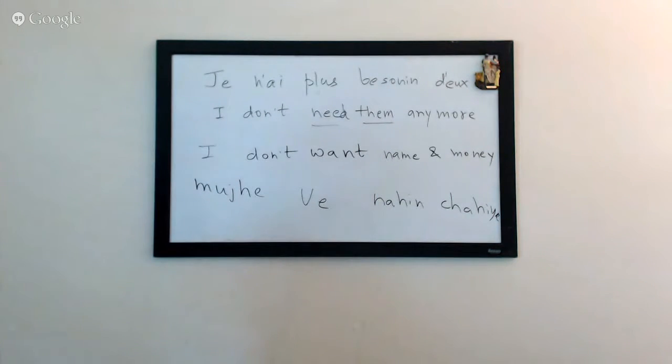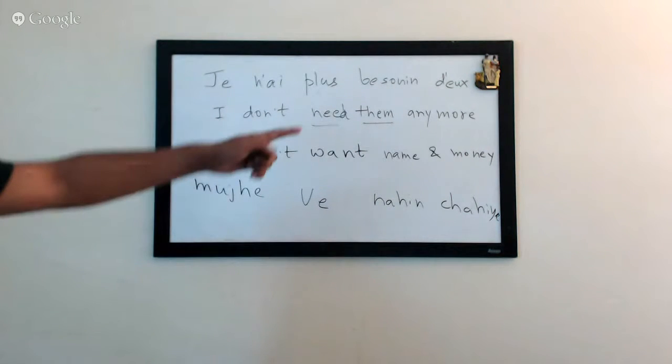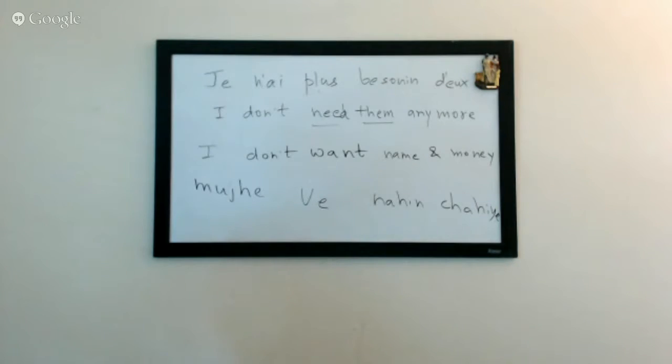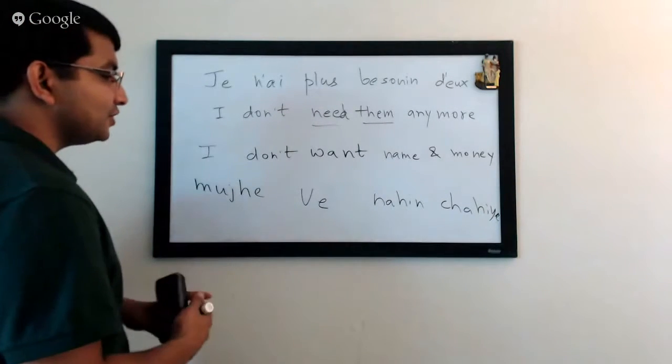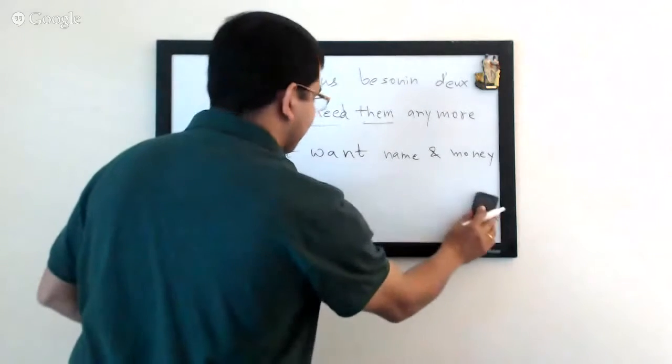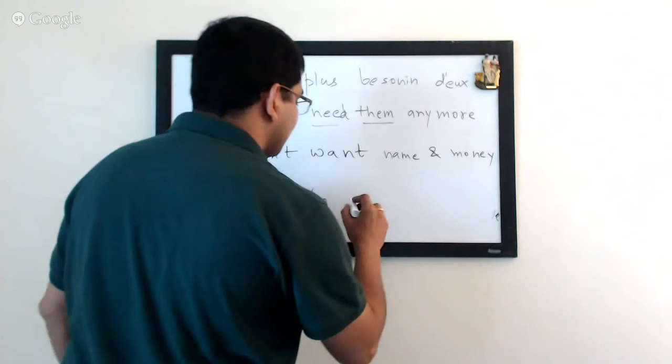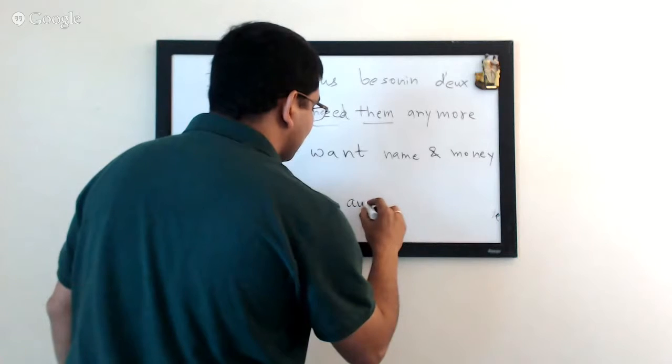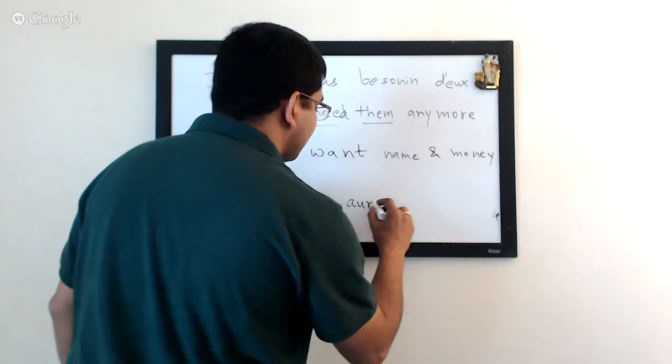Okay. Now anymore is missing so far. How do you say anymore? So हिंदी में anymore को क्या कहते हैं? अब और नहीं, basically, right? I mean, so basically और नहीं, right? मुझे वे और नहीं चाहिए.